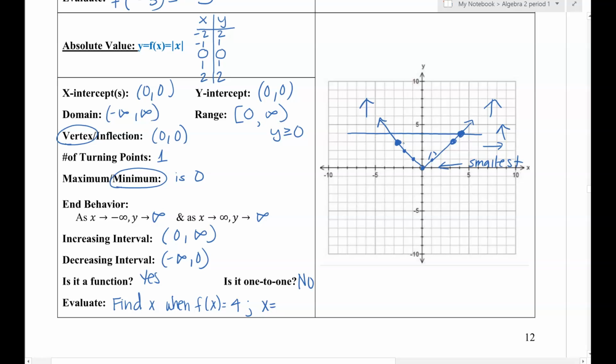So what we should do is we should go and see where that is. It should be symmetric from left to right. So if I were to regraph this, it should really line up perfectly at the edge here. So that should be a -4. So x is -4, 4. So we have two answers. So when y is 4, x is at -4 and +4.